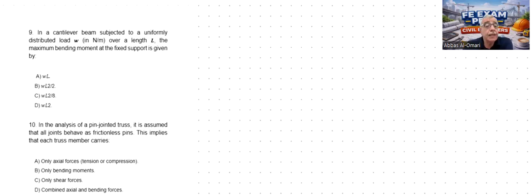So it says, in a cantilever beam subject to a uniformly distributed load W in Newton per meter over a length L, the maximum bending moment at the fixed support is given by. So we have a cantilever supported beam like this, fixed end. And there's a W, a distributed load.